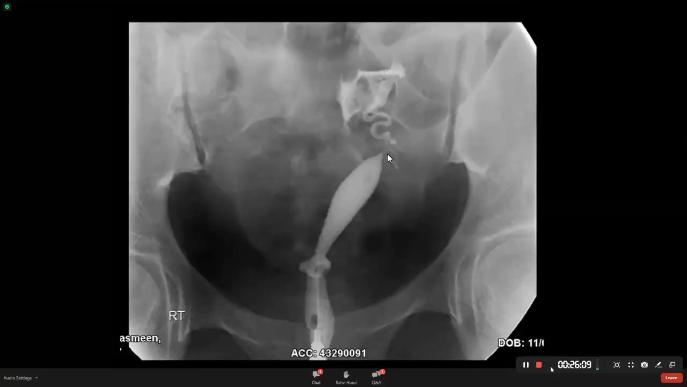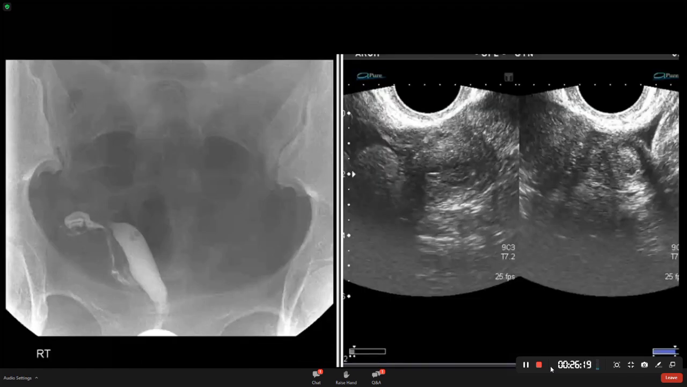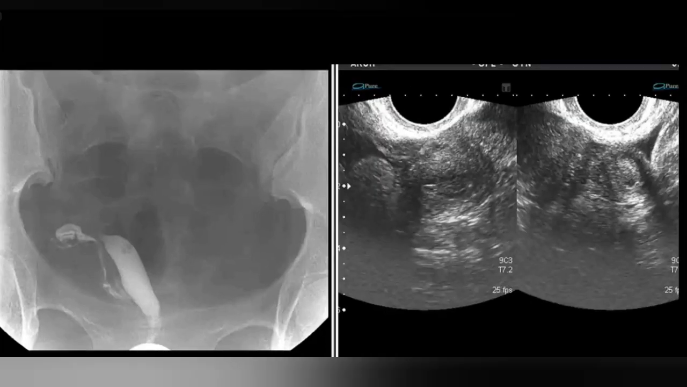Banana-shaped uterine cavity and a single tube. Spot diagnosis is a unicornuate uterus. But let me show you a similar case of another patient. Again, this is a banana-shaped uterine cavity. We see the tube is patent. We see spill of contrast.